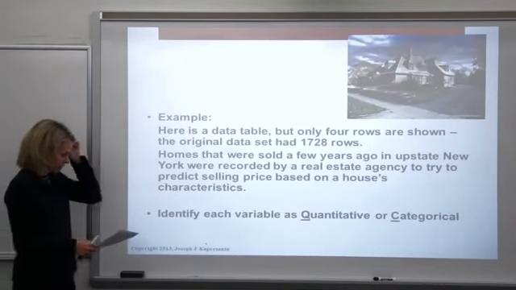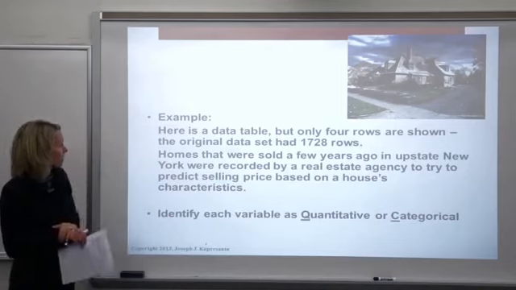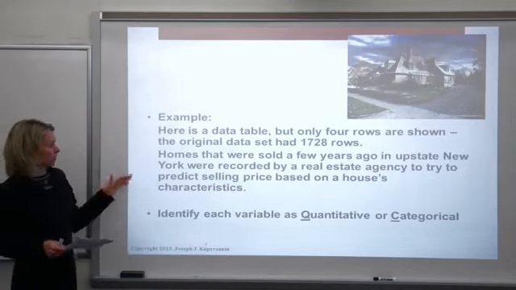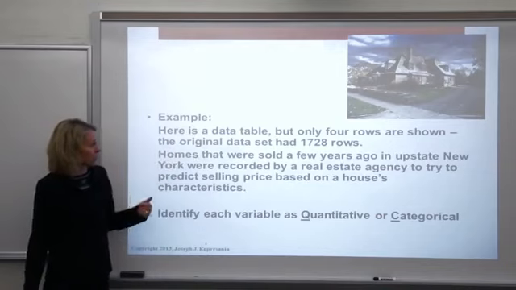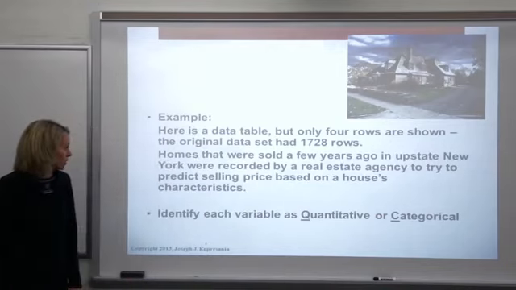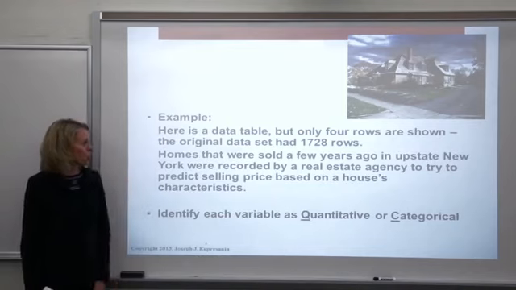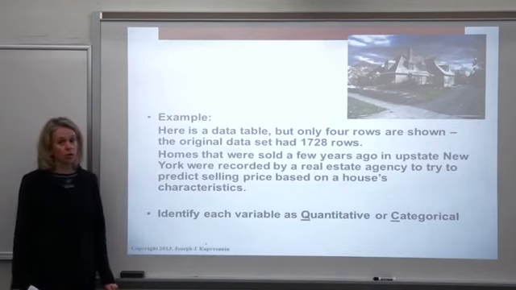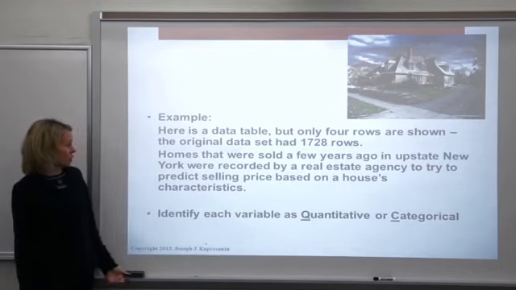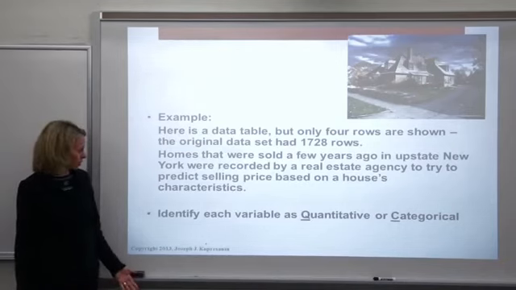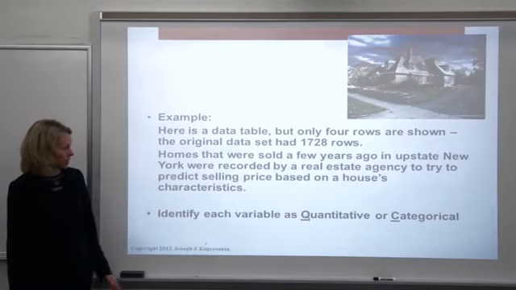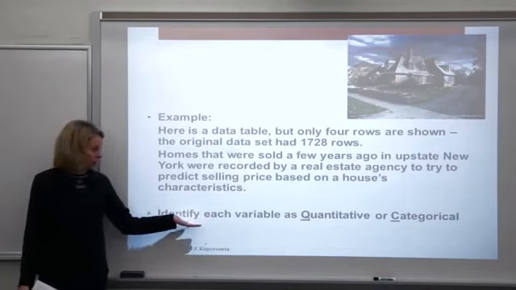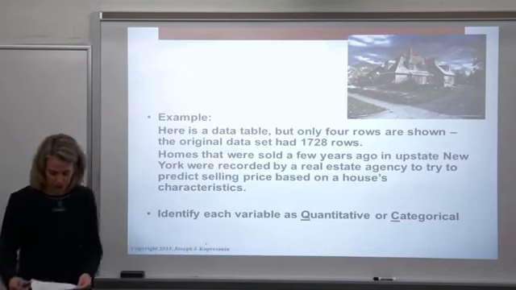All right, let's look at an example. We have a data table where we're going to show you the first 4 rows of the data set. The data set actually has over 1,700 rows in it. This is for homes that were sold a few years ago in upstate New York, recorded by a real estate agency trying to predict selling price based on a house's characteristics. And for each one of the variables, we'll identify whether the variable is quantitative or categorical.